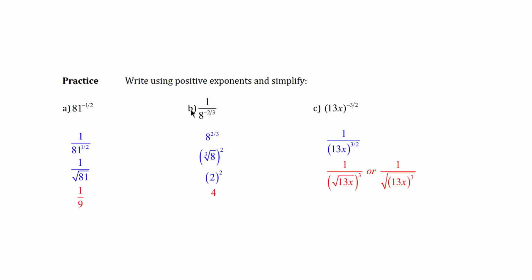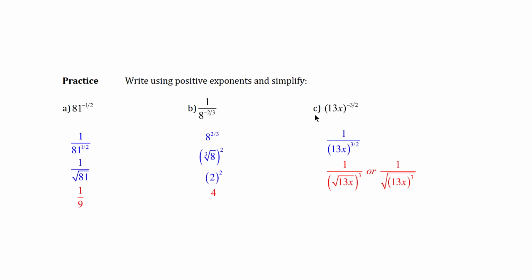For part B, we could rewrite this as 8 to the 2/3 power. Next, we convert it into a radical. This would be (the cube root of 8) squared. Taking the cube root of 8, we get 2, and then square the 2 to get 4.